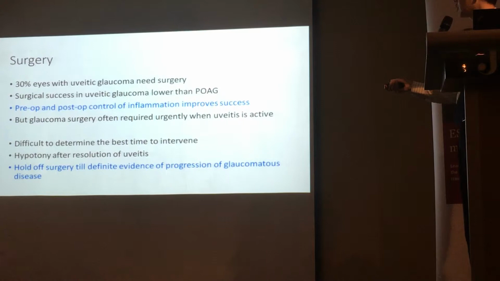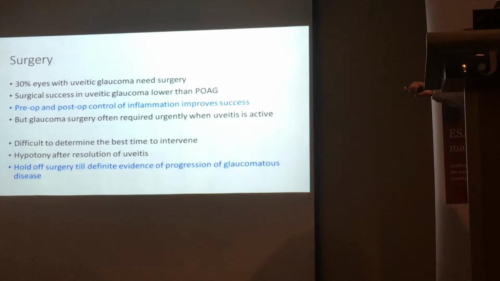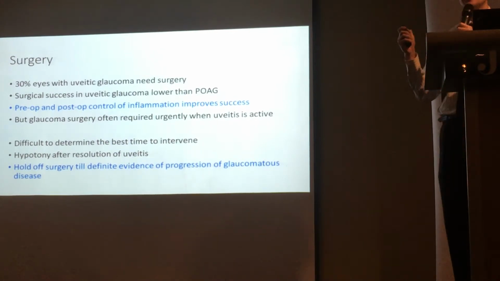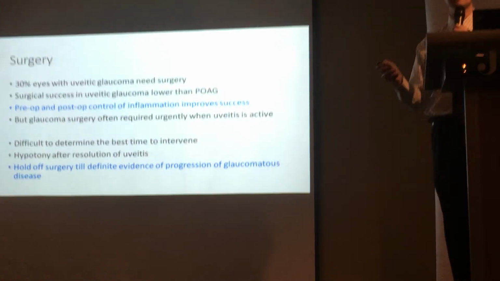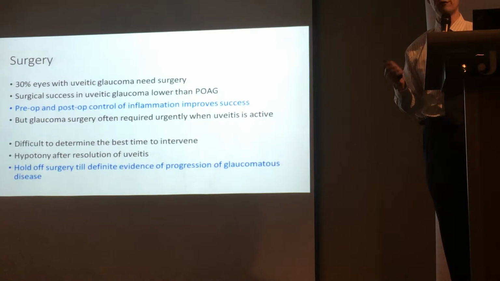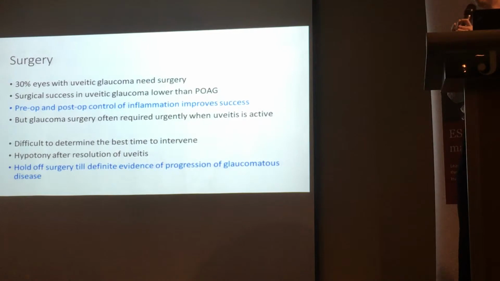Surgery: up to 30% of eyes with uveitic glaucoma need surgery. And we have to remember that we cannot take the reported success rate for POAG as being the success rate for uveitic glaucoma. Because of the inflammation which occurs, and they can still have recurrent inflammation after the surgery, that is an enemy of glaucoma surgery. That inflammation and that subsequent scarring can easily cause the trabeculectomy to fail. So they're not going to be as likely to succeed without eye drops as POAG.